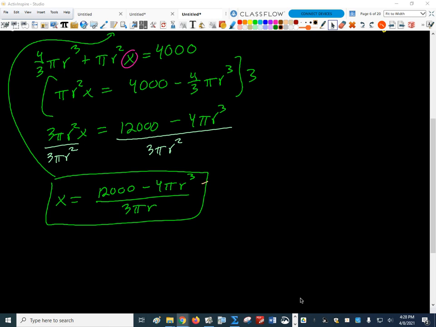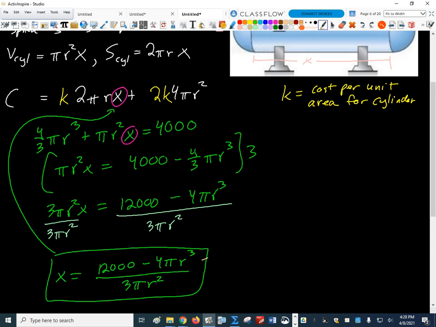So let's see, I divided both sides through by 3 pi r squared and canceled the 3 pi r squared. And so I get x equals this. I'll put a box around it. That's my substitution equation. I'll plug that back in for x up here.